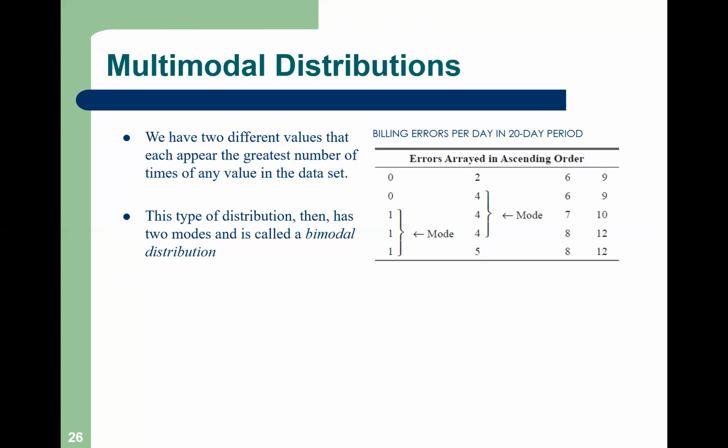Here you can see 1 is repeated 3 times, and 4 is also repeated 3 times. All other values are repeated 2 times or 1 time. So 1 and 4 both appear 3 times. This type of data is also known as a bimodal distribution. In this type of data, we have two modes, 1 and 4, both are modes.